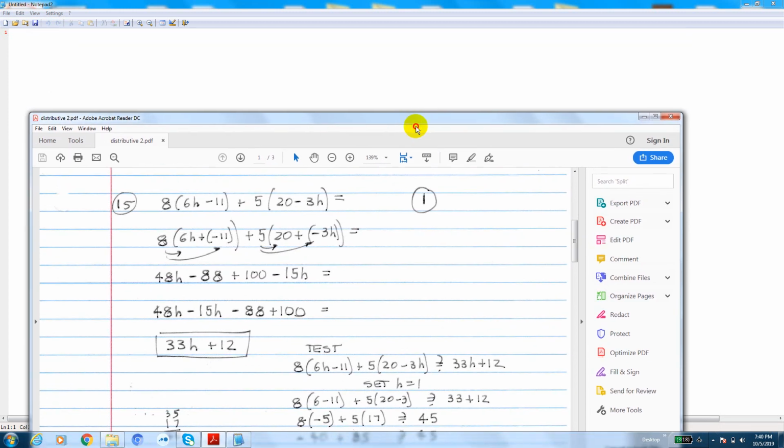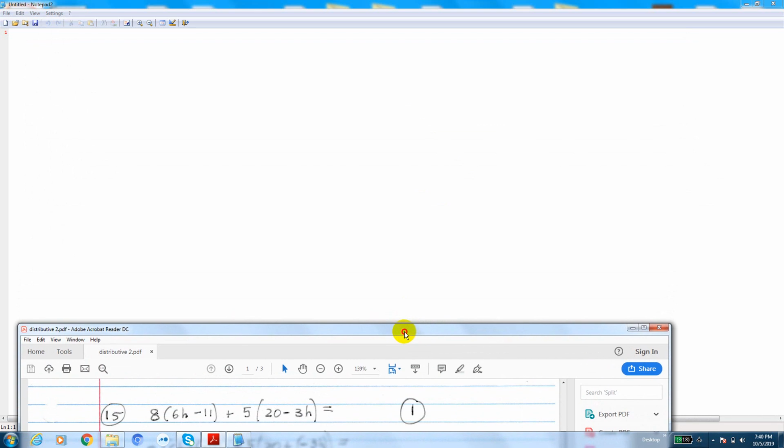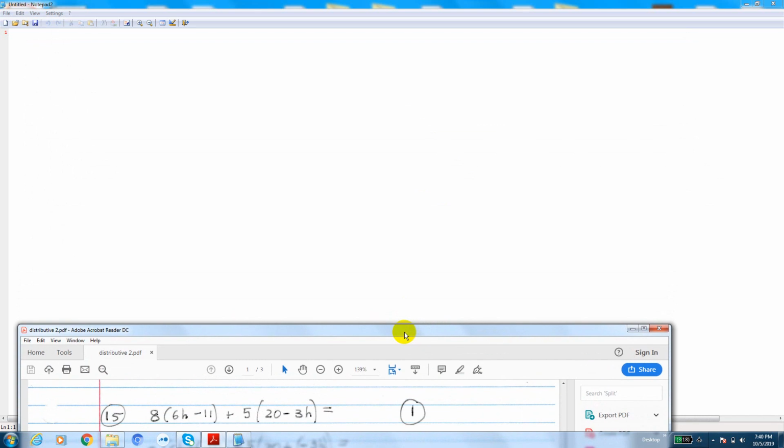Hello. So this is to review how to do the distributive law the way that the teacher has taught. These questions are all from page 21 on the review book. This is number 15 and it's the first one we're going to talk about. Here we have the problem.